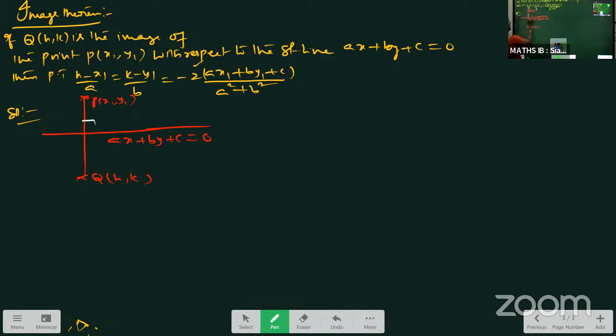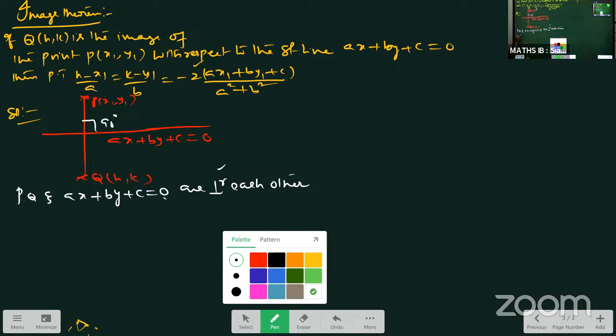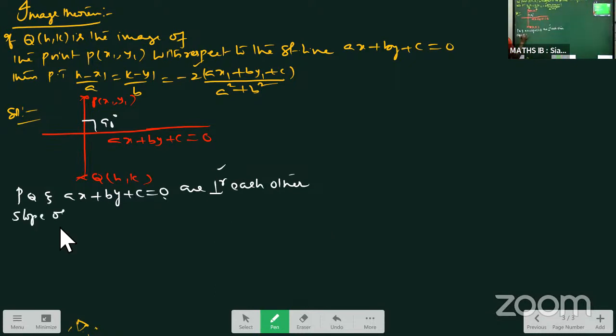So this is a 90 degrees angle. So PQ and ax plus by plus c is equal to 0 are perpendicular to each other. This is the symbol for perpendicular. Then PQ slope you have to find out. Slope of PQ. What is P here? That is P is x1 comma y1 and Q is h comma k.